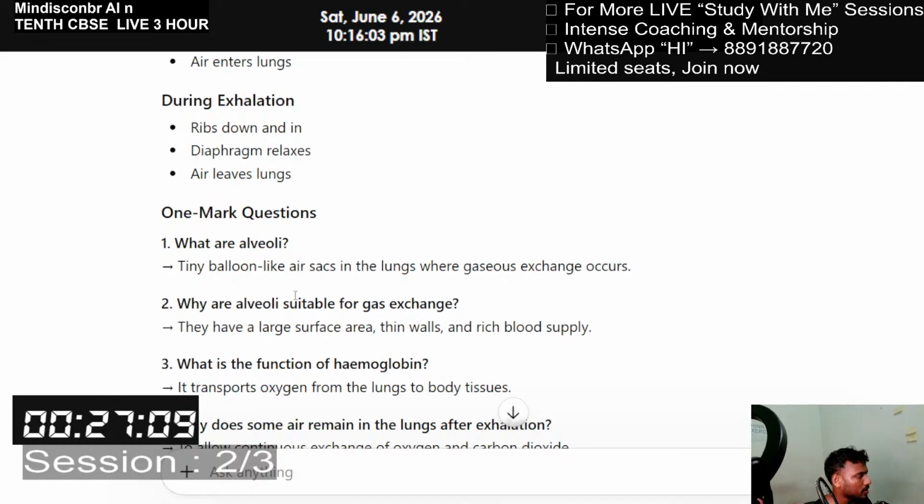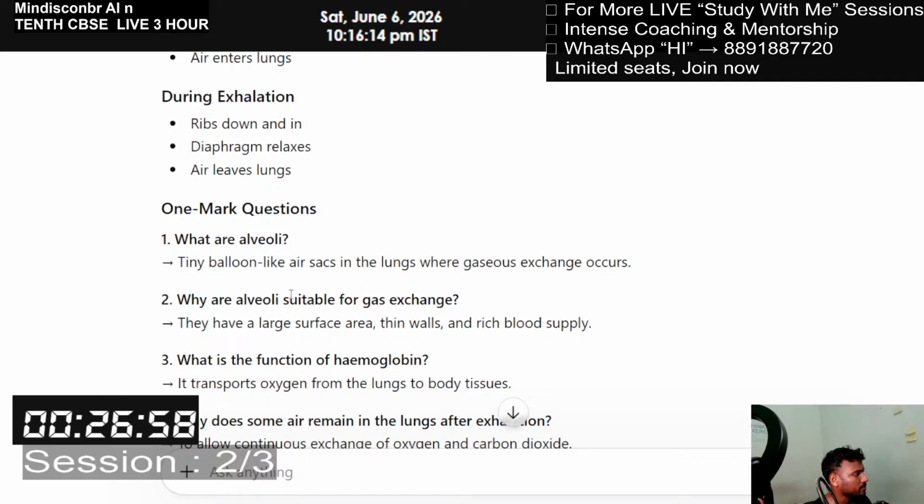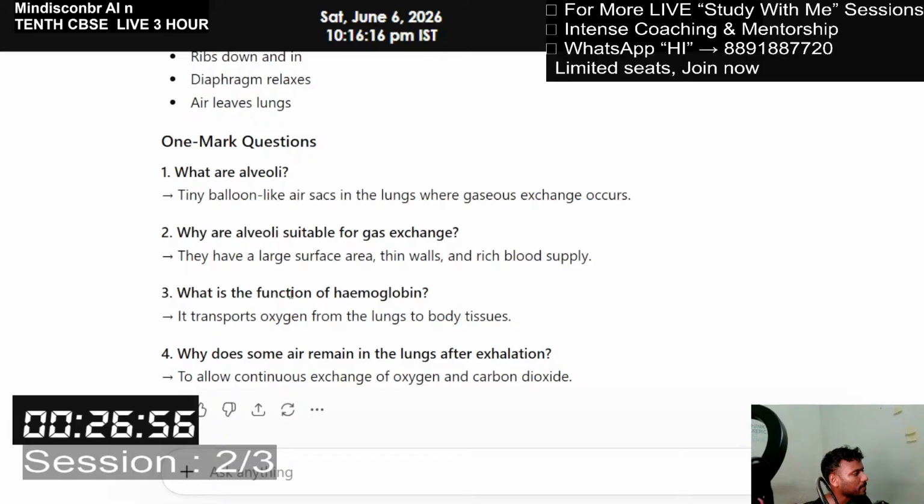One mark questions. What are alveoli? Tiny balloon-like air sacs in the lungs where gas exchange occurs. Why are alveoli suitable for gas exchange? They have a large surface area, thin walls, and rich blood supply. What is the function of hemoglobin? It carries oxygen from the lungs to the body tissues. Why does some air remain in the lungs after exhalation? To allow continuous exchange of oxygen and carbon dioxide.